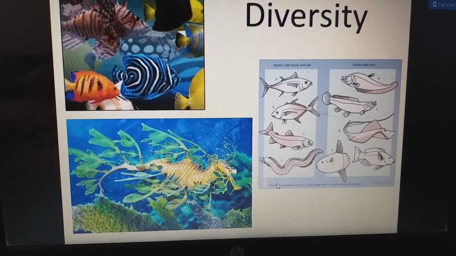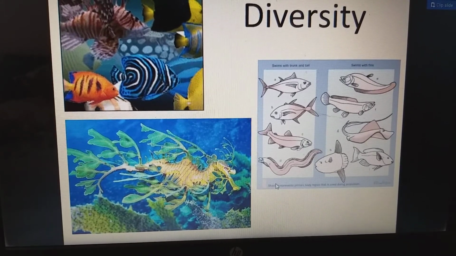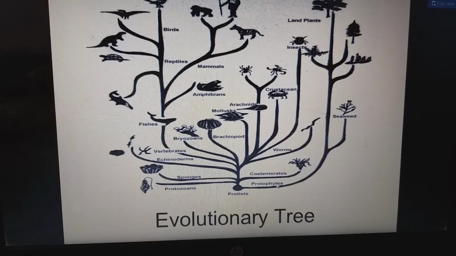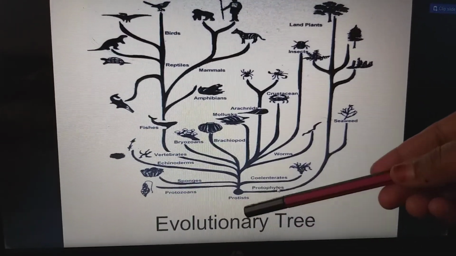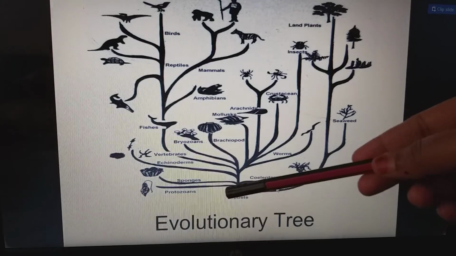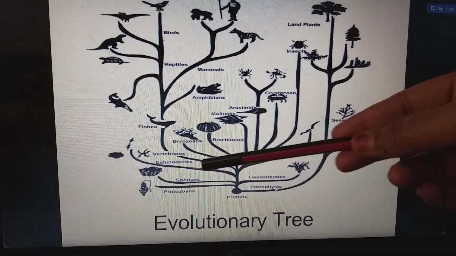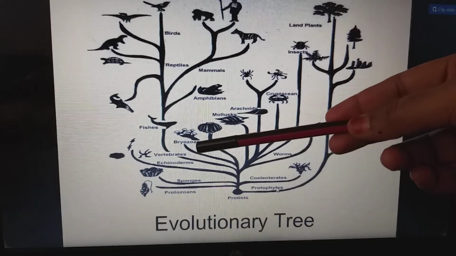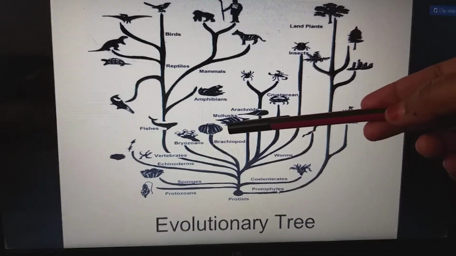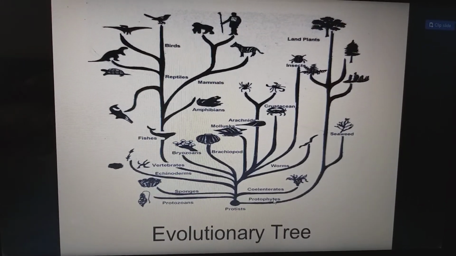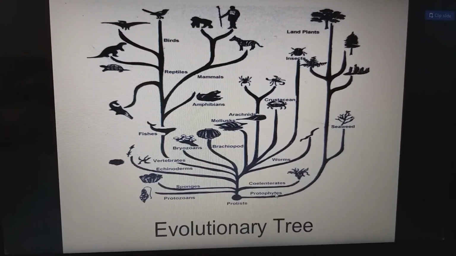So this is one more picture about the diversity. This is the evolutionary tree. Initially it starts from the protist, protozoans, protophytes, coelenterates, sponges, echinoderms, worms, vertebrates, bryozoans, brachiopods, mollusks, arachnids. All these things together we call the evolutionary tree.